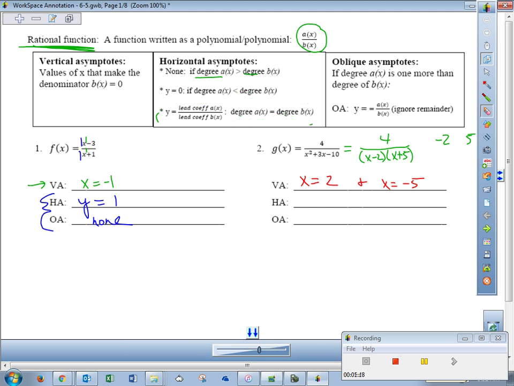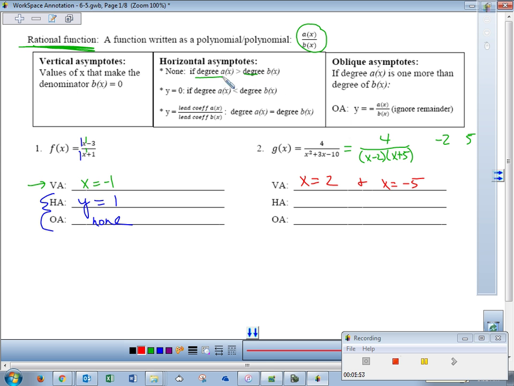Horizontal asymptote, that's where you've got to go through the list. You've got to check your degrees. What's the degree of the numerator? It's 0. What's the degree of the denominator? It's 2. So the denominator's degree is bigger than the numerator's degree. Where will the horizontal asymptote be? Y equals 0. Because the numerator is less than the denominator degree-wise, that will have a horizontal asymptote of y equals 0, which means if we have a horizontal asymptote, it's not possible for us to have an oblique asymptote.